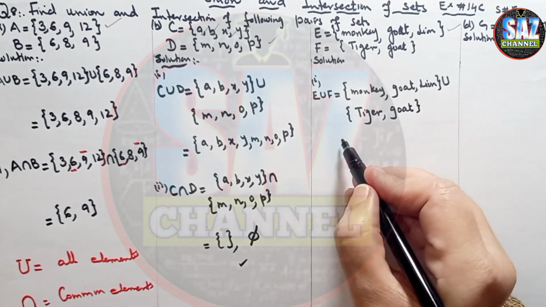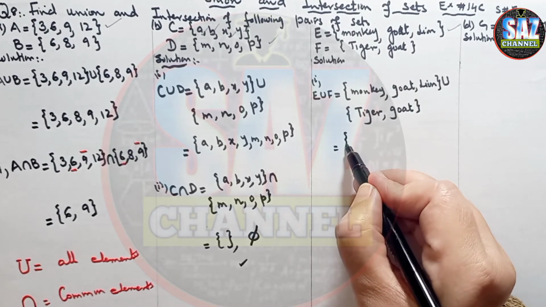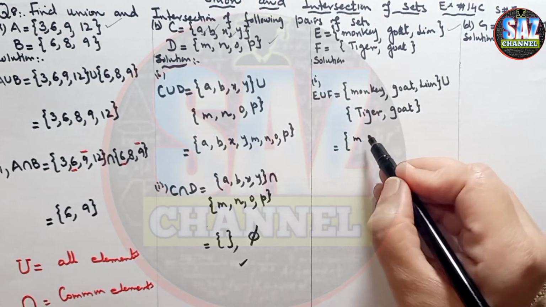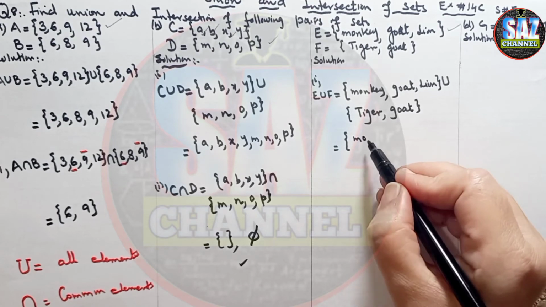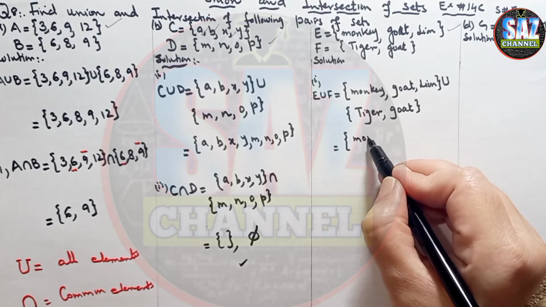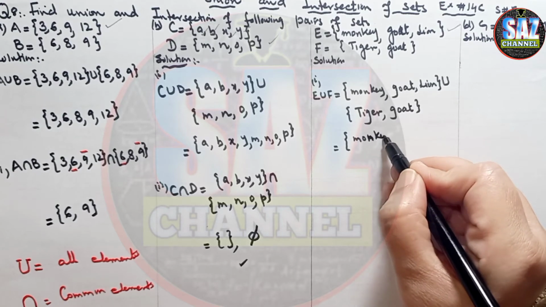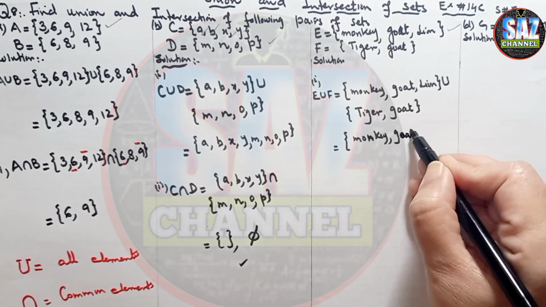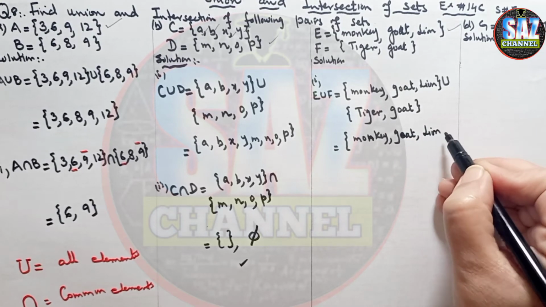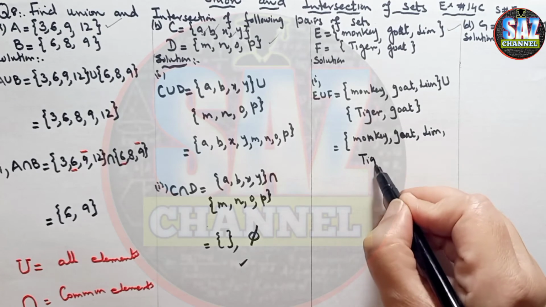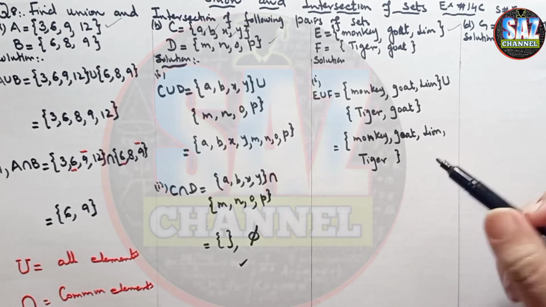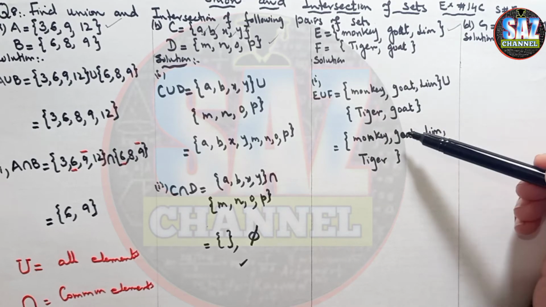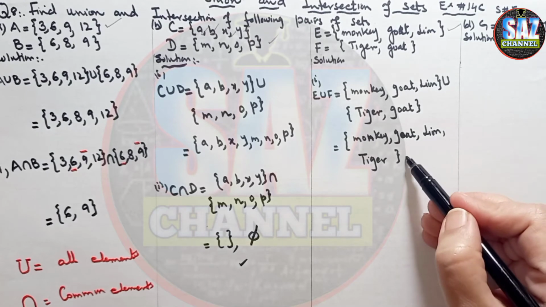So as we know, union means the collection of all the elements. So when I write the union of these two sets, I will write all the animals without repetition. Monkey, then goat is coming at two places, but I will write goat once, then lion, then tiger. Let me confirm it. Yes, monkey and then goat. Goat is coming at two places, that will be written once only, lion and tiger. I hope union is clear to you.